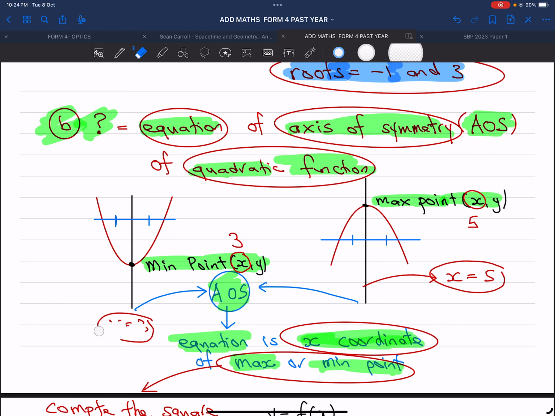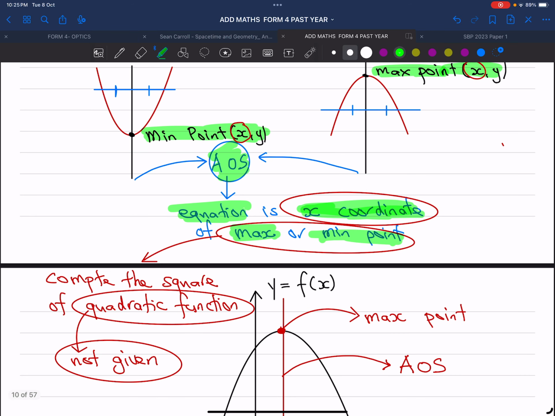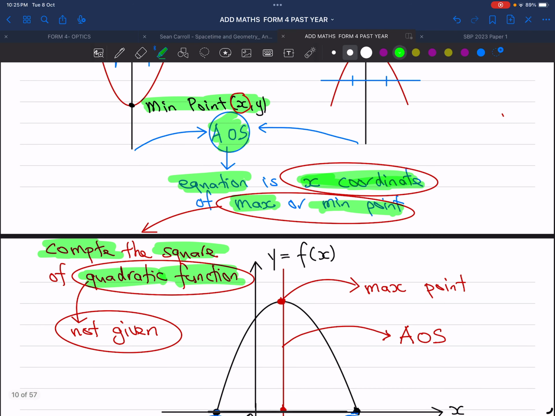So I'm going to rub off this example. Now we will go to the question. But the problem is, the x coordinate of the maximum or minimum point is only obtained by completing the square of the quadratic function. But in this question, that quadratic function is not given.